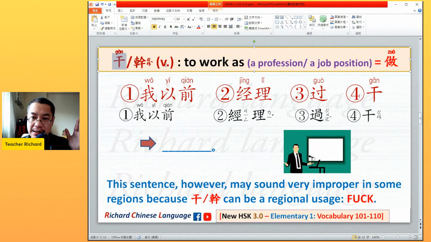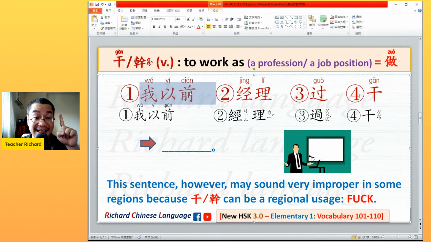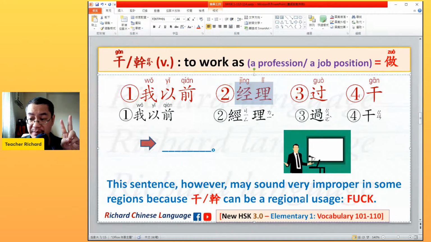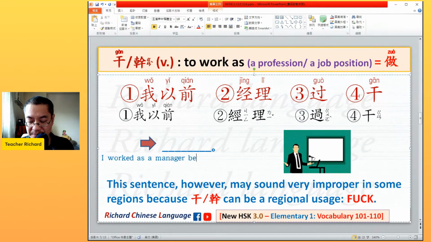Okay, once again, 干 as a verb means to work or to do, especially for a profession or a job position. So it equals 做, work as. Okay, let's do the quiz. 我以前, before, previously. 经理 means manager. I worked as a manager before.